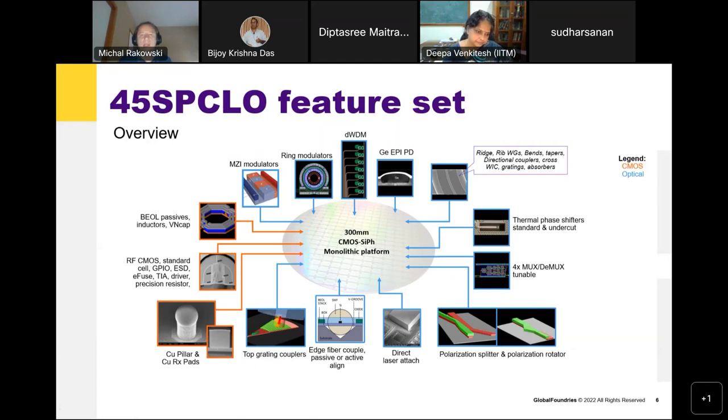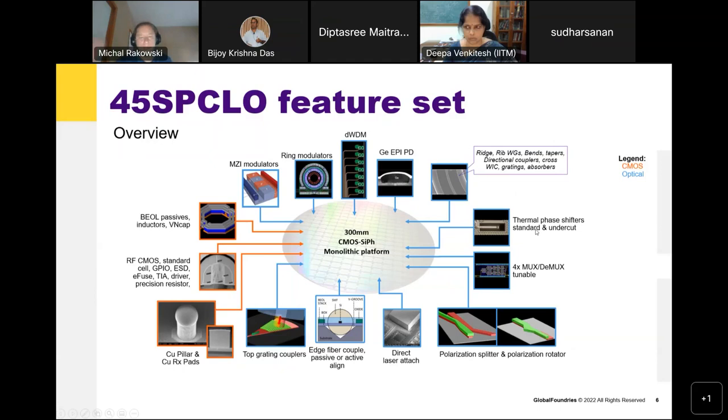So on top of photonics, you can still place your host IC, which would do some function with a specific purpose. And next to the photonic devices, we have a bunch of photonic devices: Mach-Zehnder and ring modulators, WDM filters, detectors, and a huge family of different types of waveguides, whether silicon or silicon nitride, bends, tapers, couplers, conversion, crossings, whatever is really needed to route your optical signal in the silicon. Thermal phase shifters with and without undercut for thermal tuning.